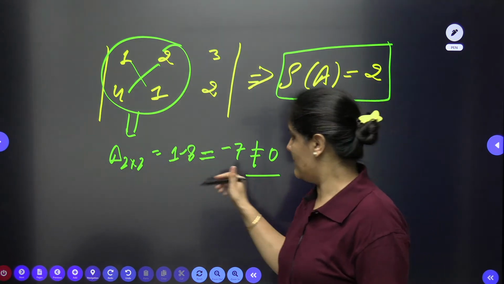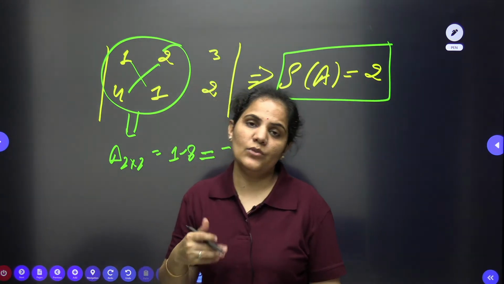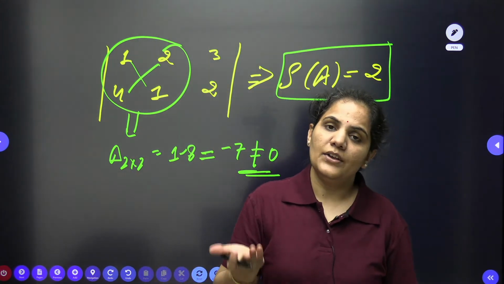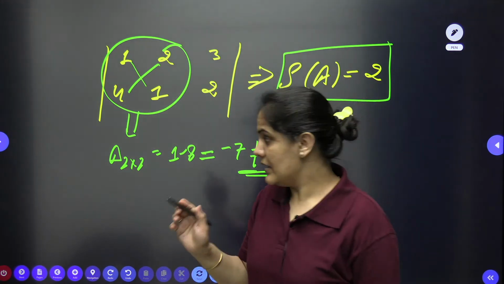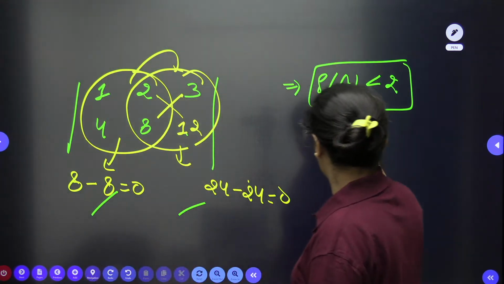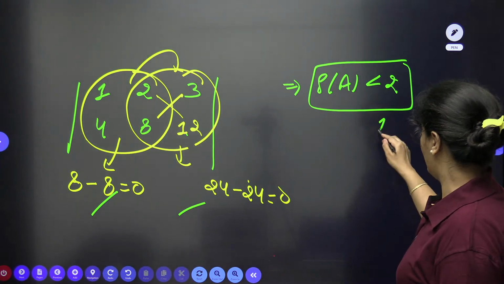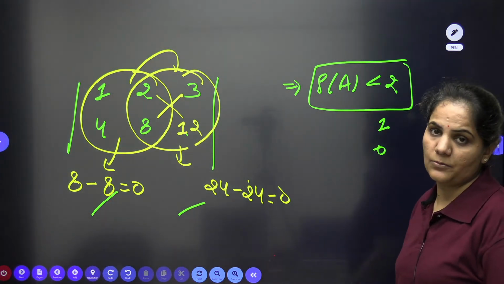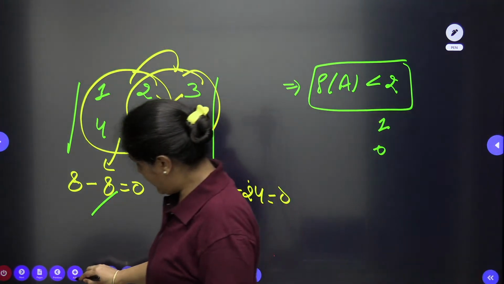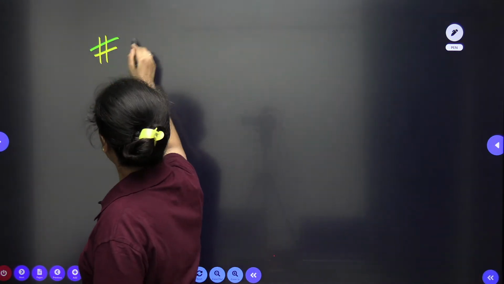If at least one minor is not equal to 0, then you will say your rank is equal to 2 here. One more thing, when we are talking about less than 2, we have the option of 1 also, and we have the option of 0 also. So one point you will write down as a key note.